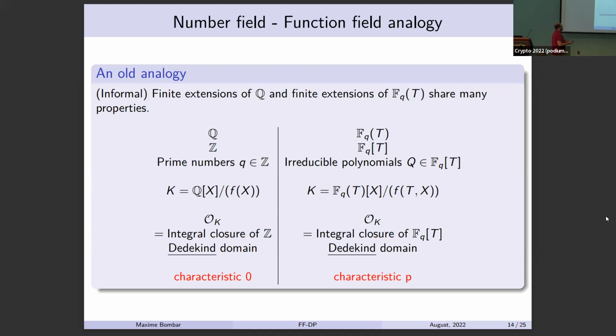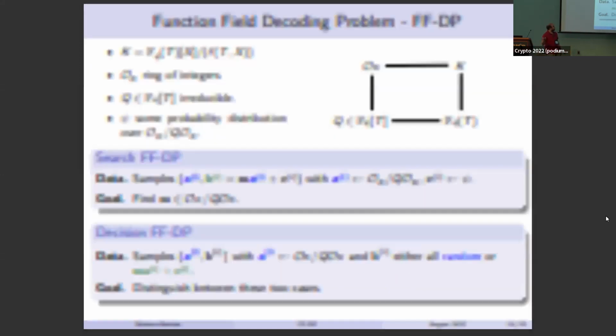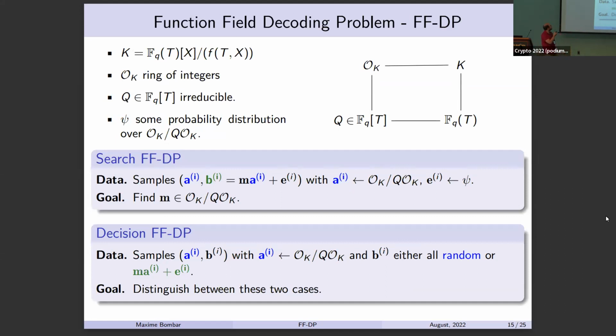Very naturally, now that we have this analogy, we can define our framework that we call the function field decoding problem, or FFDP, where now you pick a function field K, just this form. You have this ring of integers, which is an extension of the ring of polynomials. You take a prime modulus, which is an irreducible polynomial in this ground ring. And to be the most general possible, we also define some probability distribution on the quotient O_K mod Q, which will be the distribution of the errors.